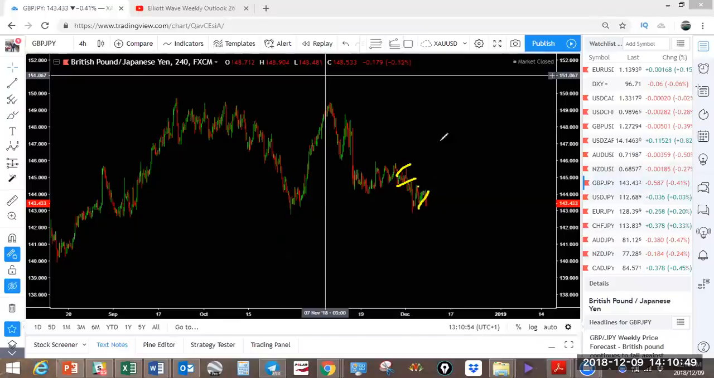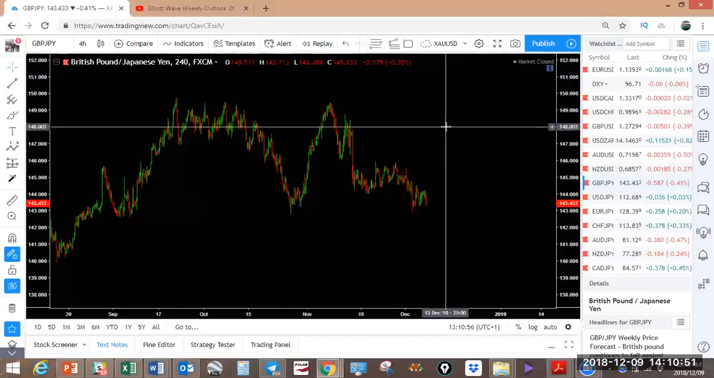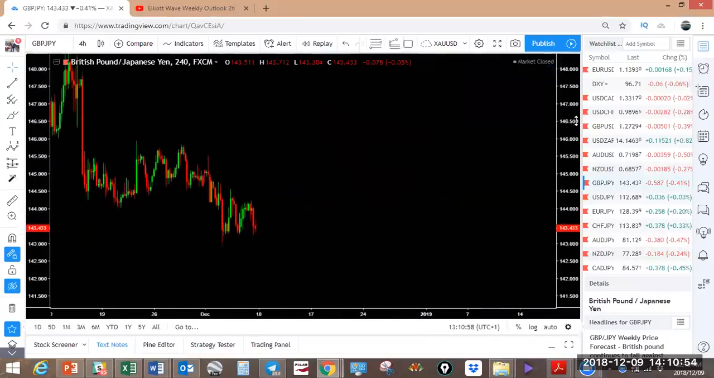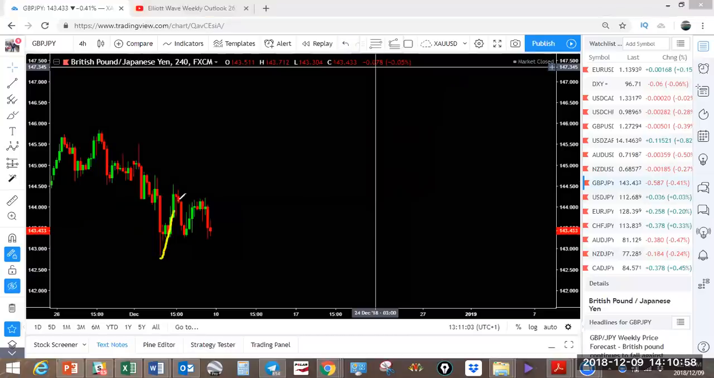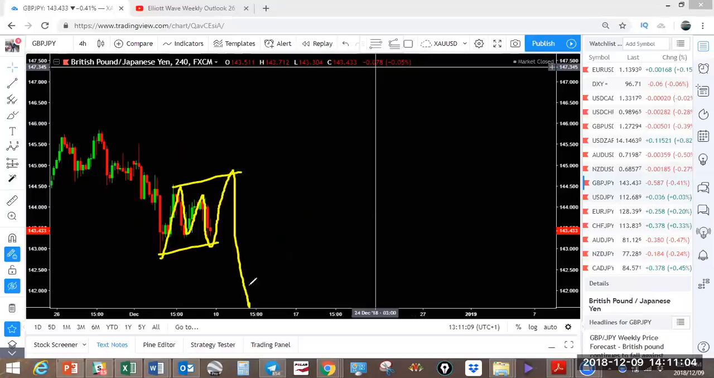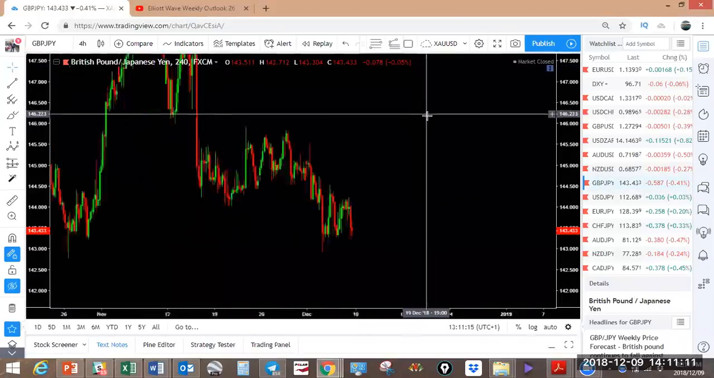Looks like there's a structure that is happening here. Let's look a little bit closely. So what could happen here? 1, 2, 3 down here could give you this structure, but overall we're still looking downside on pound. So you wait for nice sell setups for further downside on pound JPY.